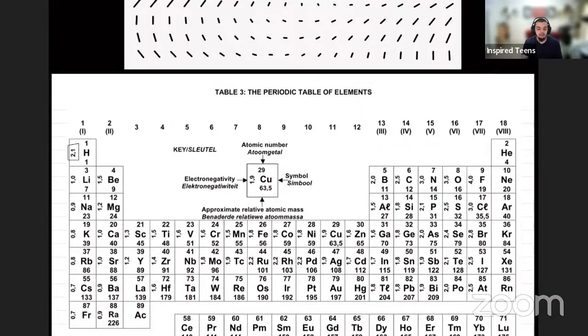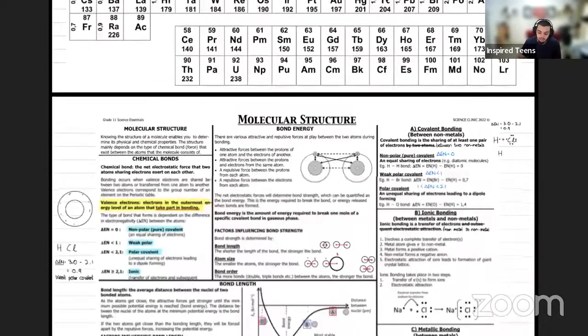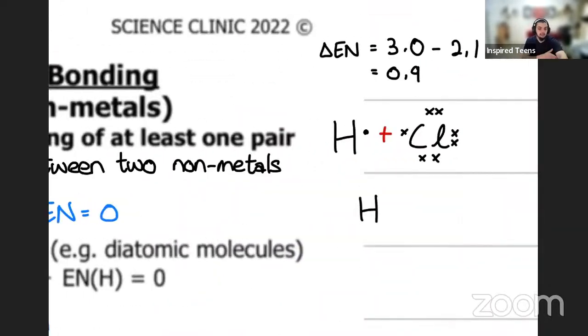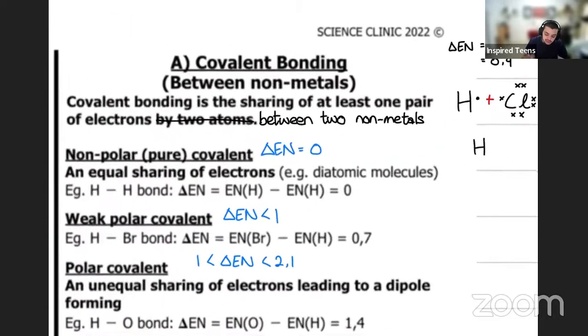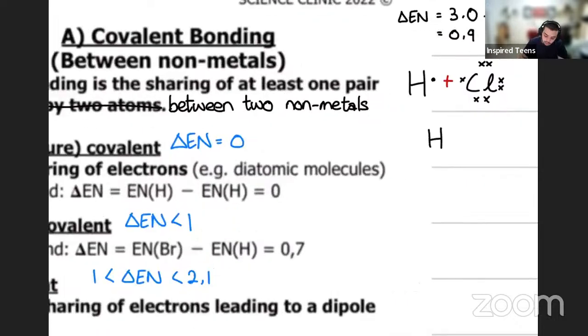Okay, so they are trying to complete their orbitals. For example, hydrogen ultimately wants to have 2 electrons. Chlorine ultimately wants to have 8 electrons in its outermost orbital. So in this case, firstly, we know that it's a covalent bond. A covalent bond is the sharing of at least 1 pair of electrons between 2 nonmetals.